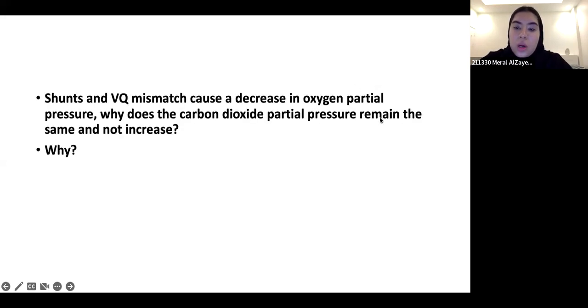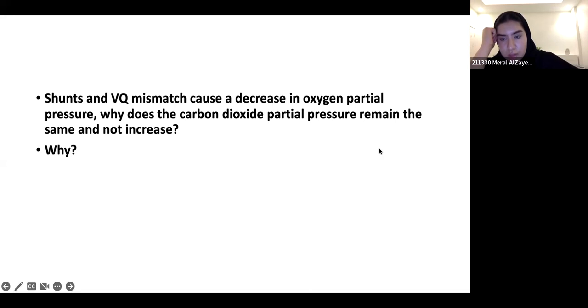Okay, so the next question is: shunts and VQ mismatch cause a decrease in oxygen partial pressure. Again, I wrote this question. This is recall, basically a revision of what we did, okay? Why does the carbon dioxide partial pressure remain the same and not increase? There are like 2 answers. Why does the carbon dioxide partial pressure remain the same? Answer how you guys would like to answer it.